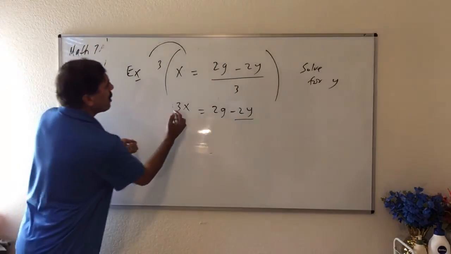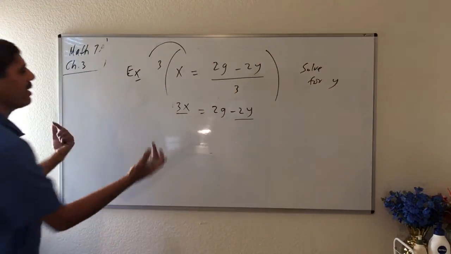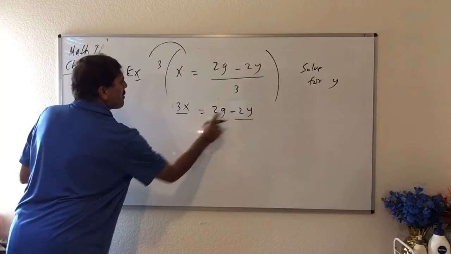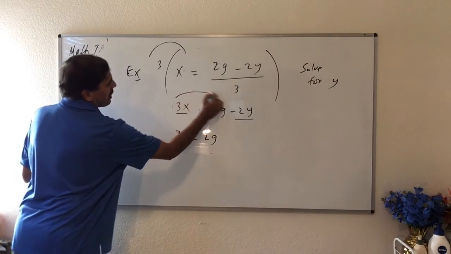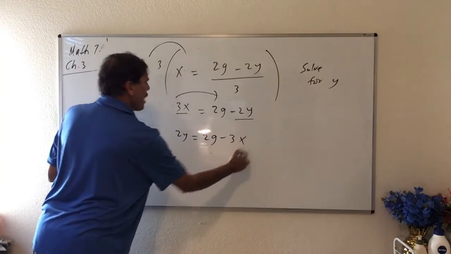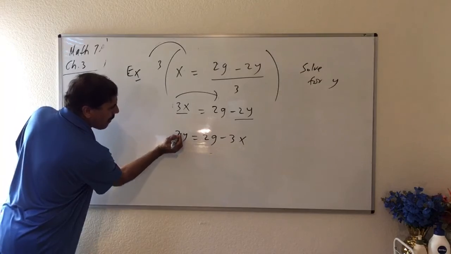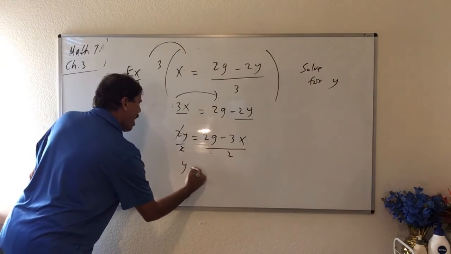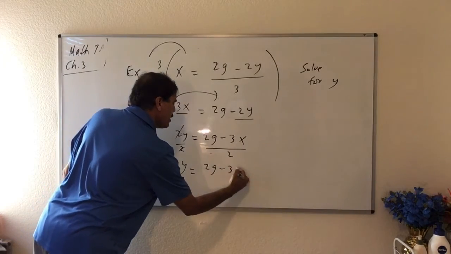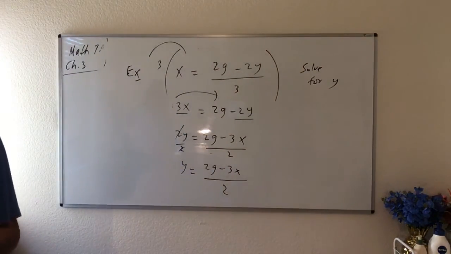This means we're going to move 3x and negative 2y to the opposite side. So here, the opposite of negative 2y is a positive 2y, 2g, and the opposite of positive 3x is minus 3x. Well, now you want to keep y as is. This is 2 times y, so just divide everything by 2. Then y equals 2g minus 3x over 2, and that's the answer. Okay, so I think that's enough examples.